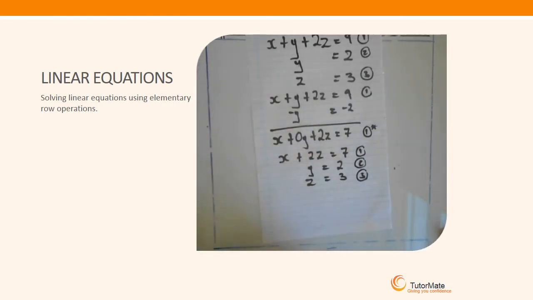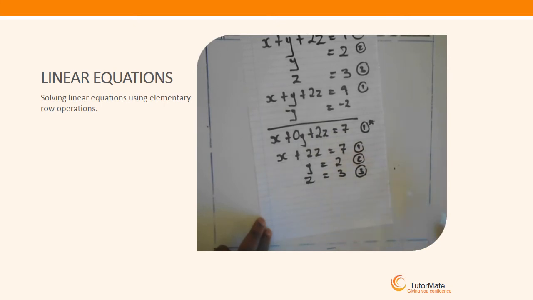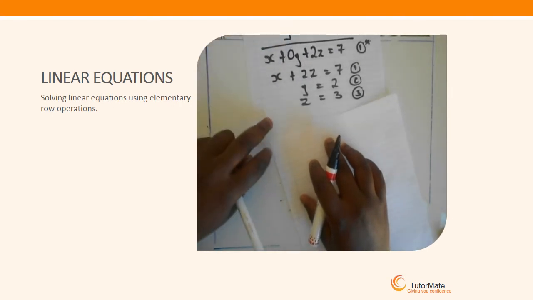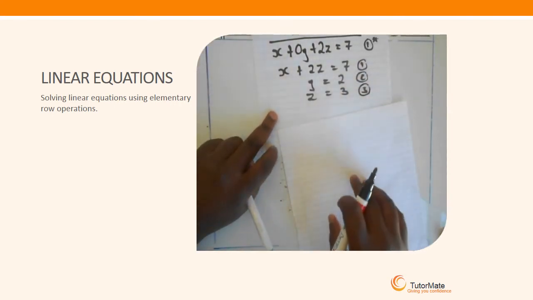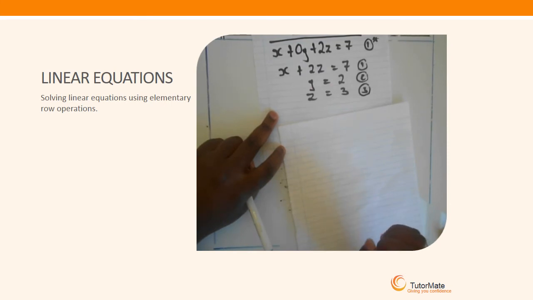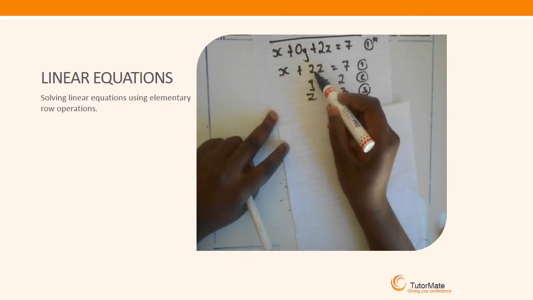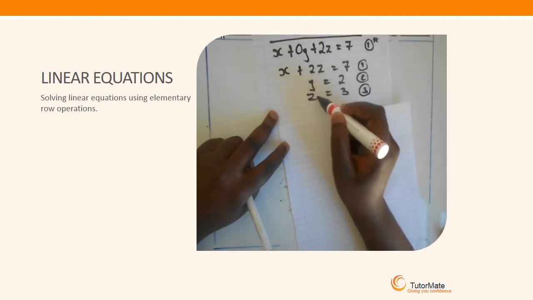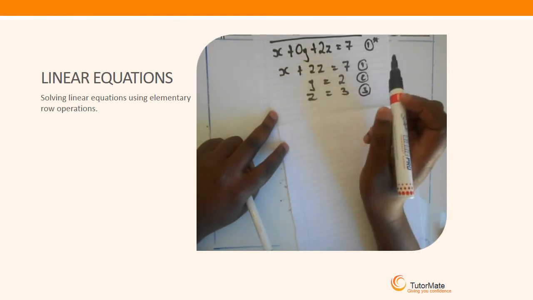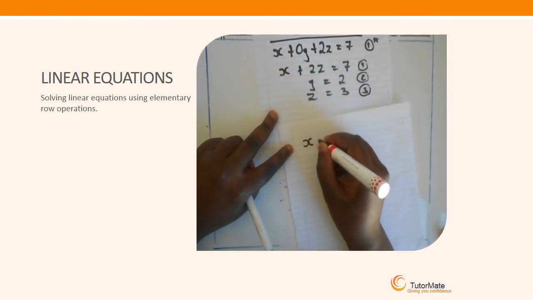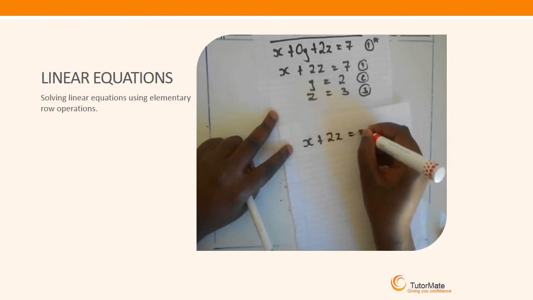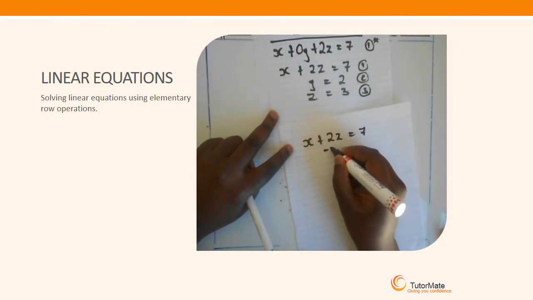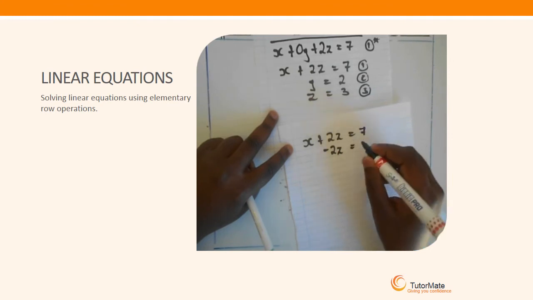Now I have to eliminate z in the first equation. In order for me to eliminate z in the first equation, I have to add the first equation to the third equation so that I get a new equation 1. But however, I have 2z in my first equation and I have z in my third equation, so I have to have a minus 2z here. So I multiply the entire equation by minus 2. So I'll say x plus 2z is equal to 7. Add minus 2 times z, which is minus 2z, equal to minus 2 times 3, which is minus 6.